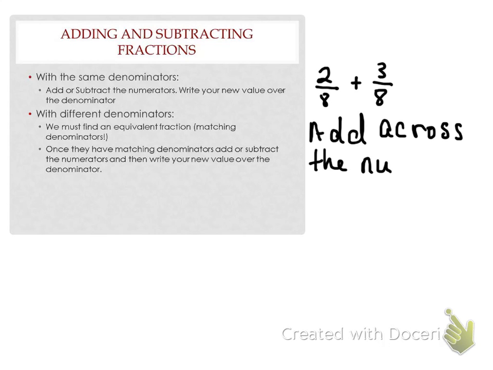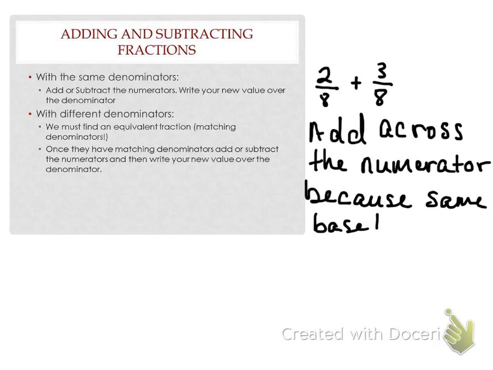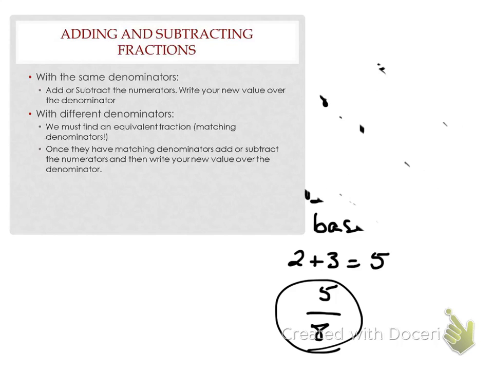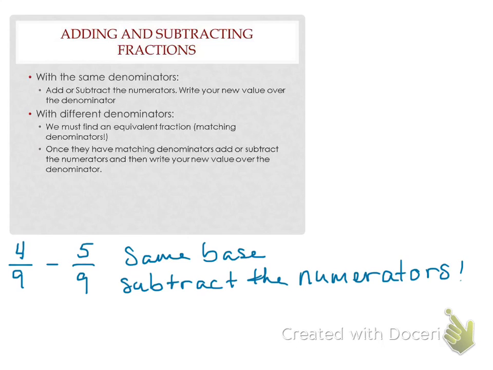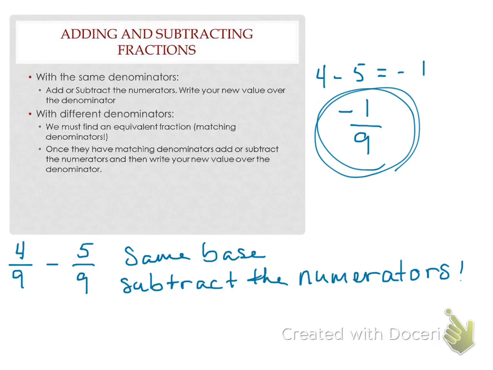Okay, adding and subtracting fractions. If they're the same base, you just add across the numerators. So you have 2 plus 3 equals 5, so you get the fraction of 5/8. Subtraction is the exact same way with the same bases, so they both have a base of 9, so you just subtract the numerators. So 4 minus 5, you get a -1, so you end up with -1/9.